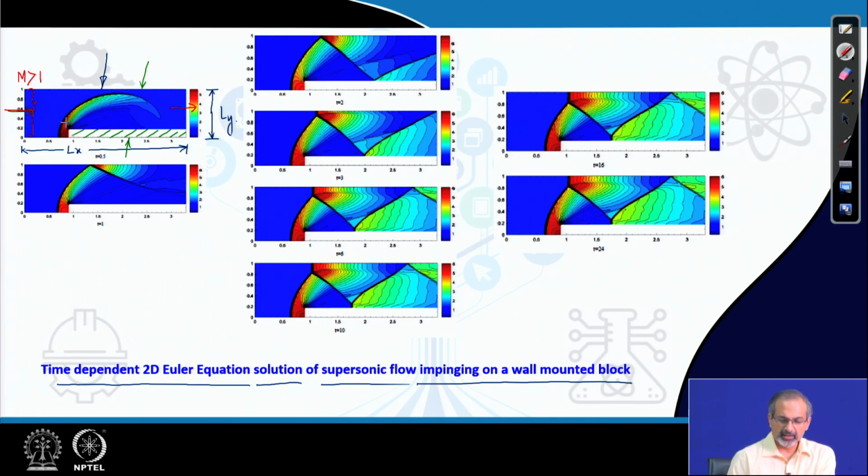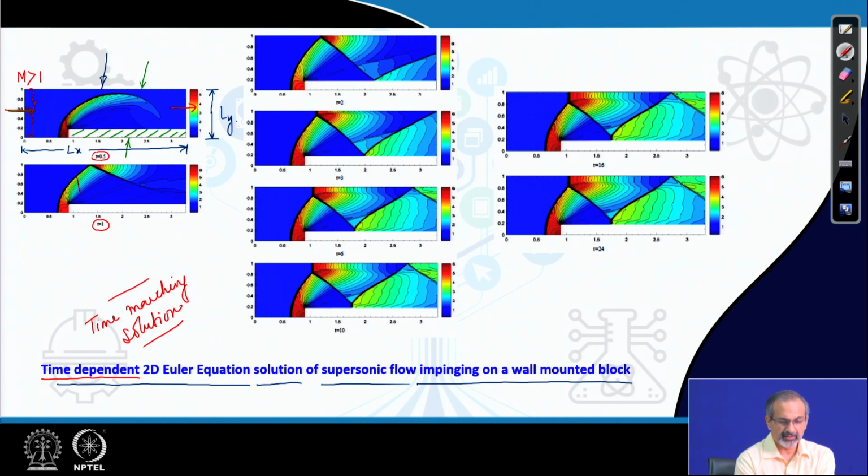And this is a time dependent solution. We often call this a time marching solution, which shows you the evolution of the flow field gradually. So, you can figure out that this is at t equal to 0.5 non-dimensional time, and then after some more time has elapsed, it is t equal to 1 and so on, the wave patterns are forming.